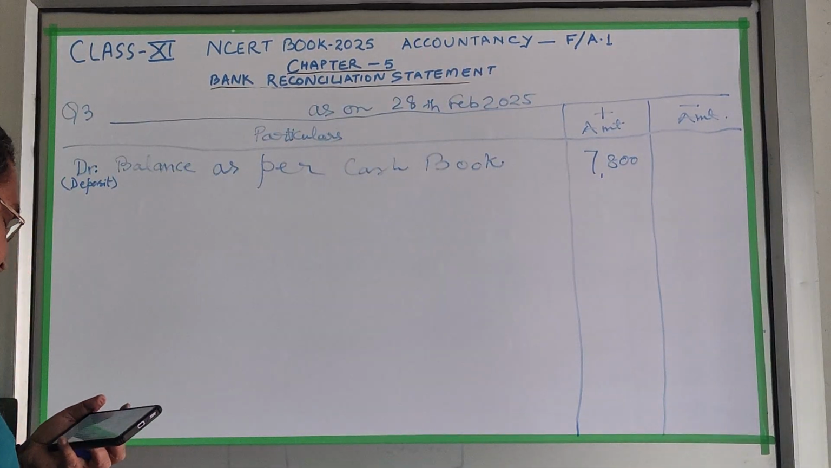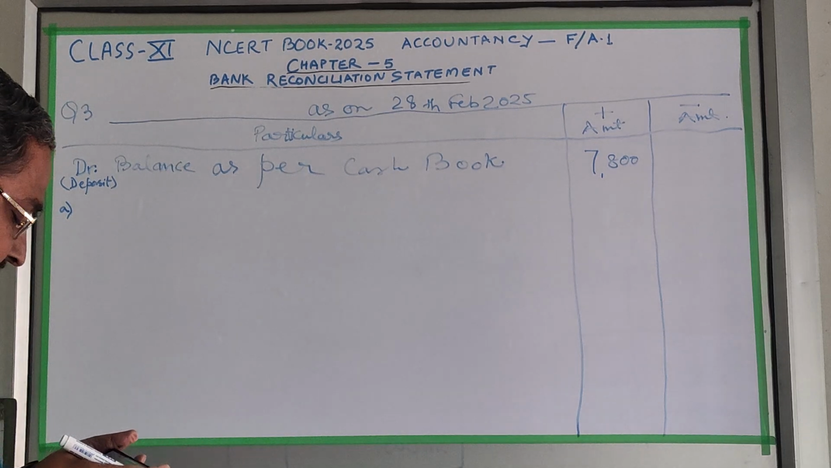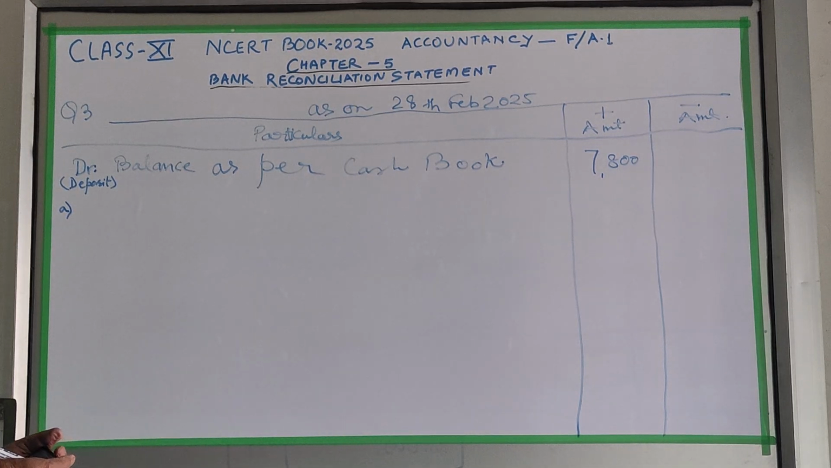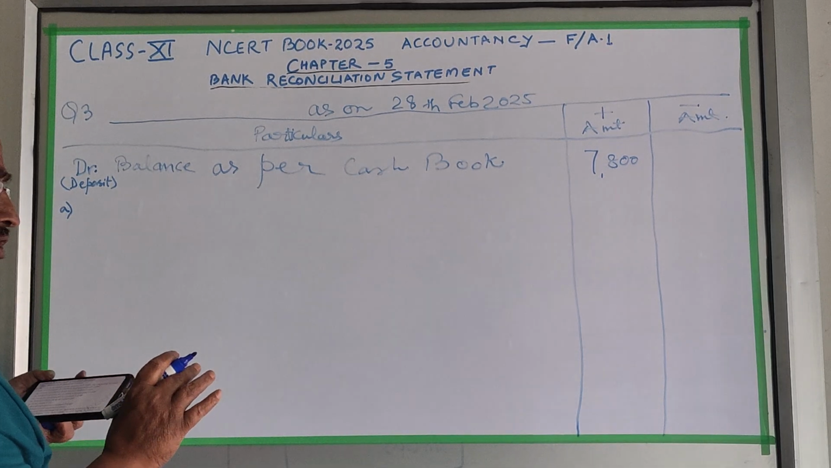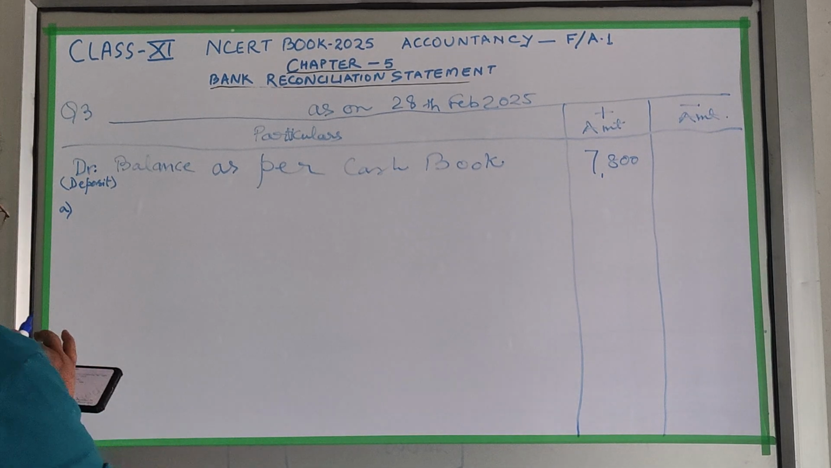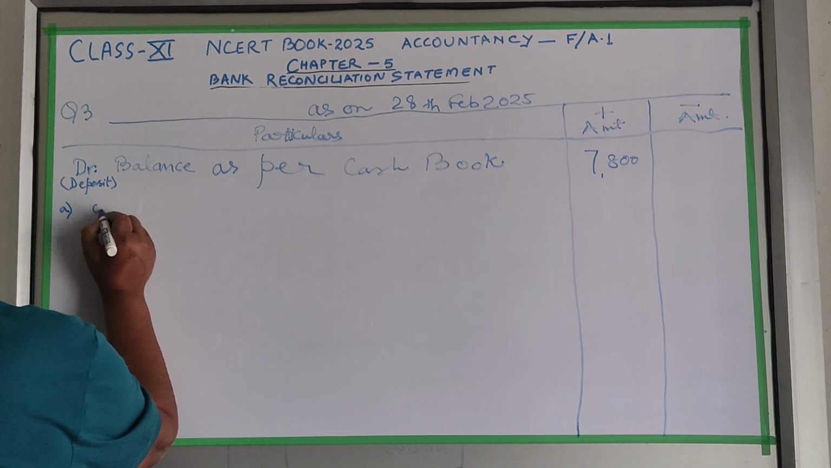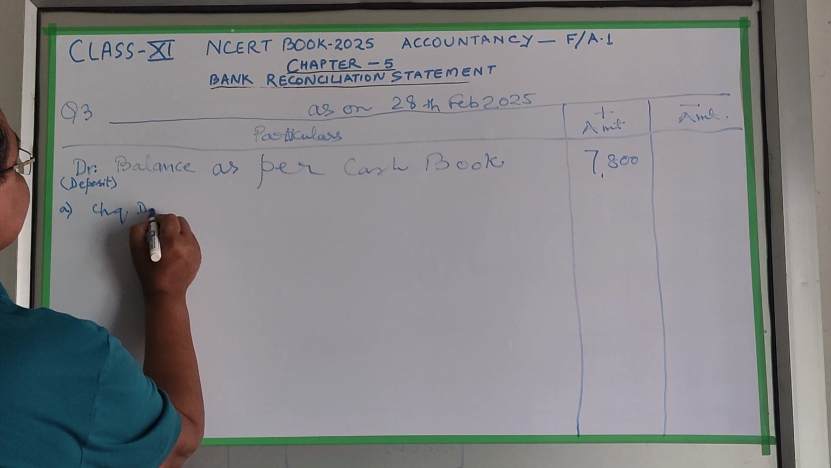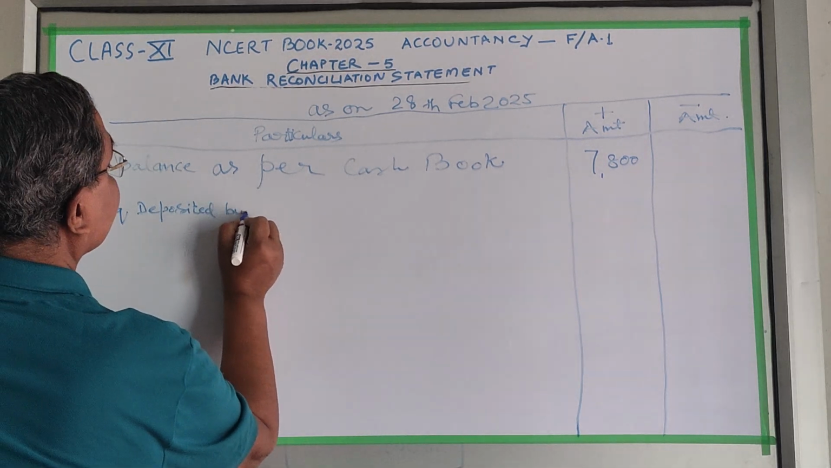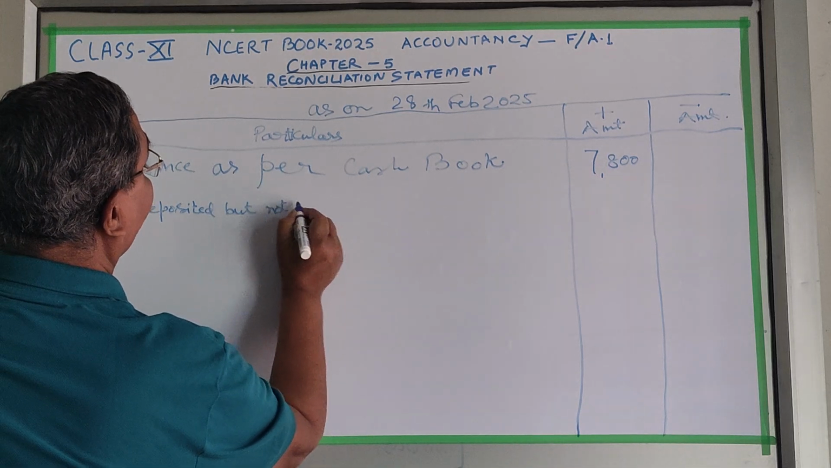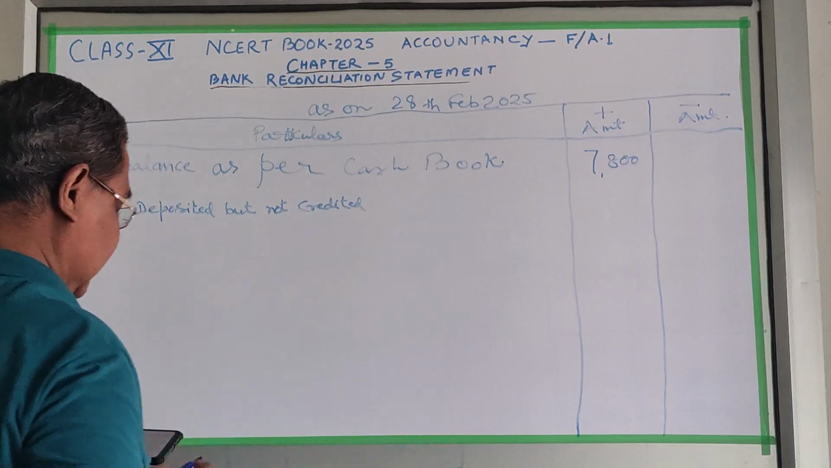Okay. So now point A we are discussing. Point A: check deposited in bank but not credited. In short you can write it as short as you can, it is allowed. No need to write the full sentence. Check deposited but not credited. Not credited means not credited in the passbook. So it is not credited there.